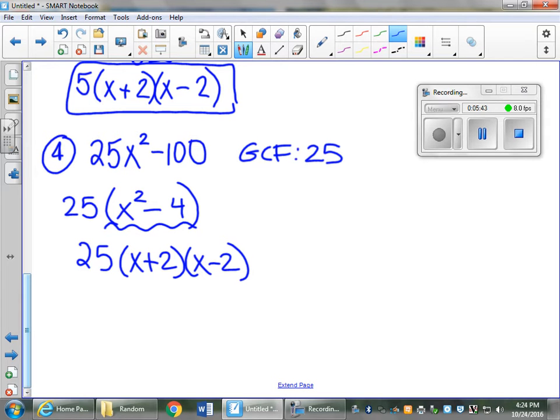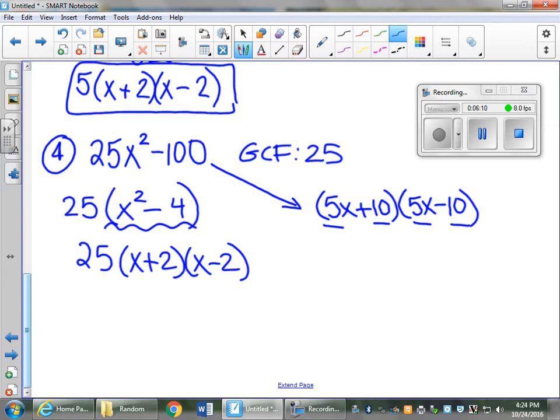If you did not recognize that there was a GCF in the beginning, you could factor it using the difference of two squares strategy, and you would get 5x plus 10 and 5x minus 10. But you would notice, or I would want you guys to notice, that each of these factors still has a GCF. I can pull a 5 out of here and a 5 out of here.